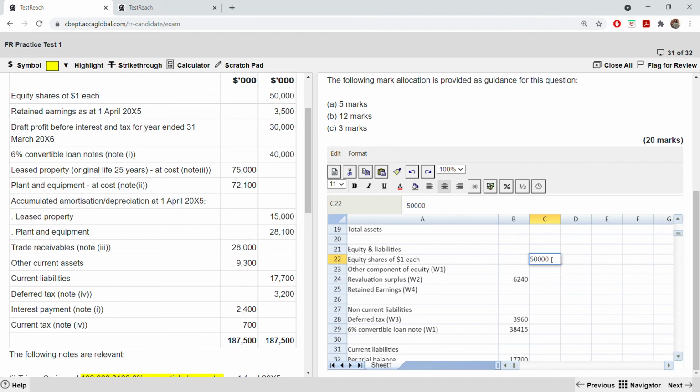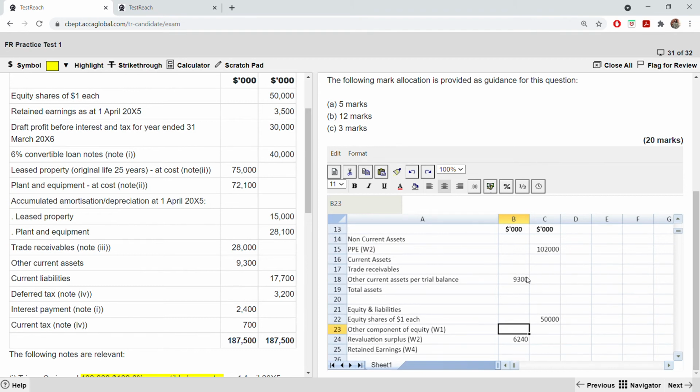Okay, so now if you see, you're only left with other component of equity and retained earnings, and I think the rest all is done. And trade receivable we will do when we find the fraud. So what is the trade receivable here? It is 28,000. From here we are minusing the fraud. What was the fraud?